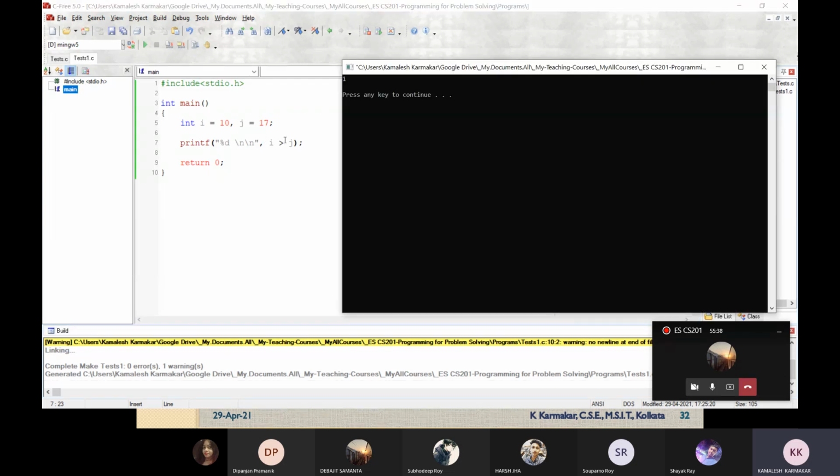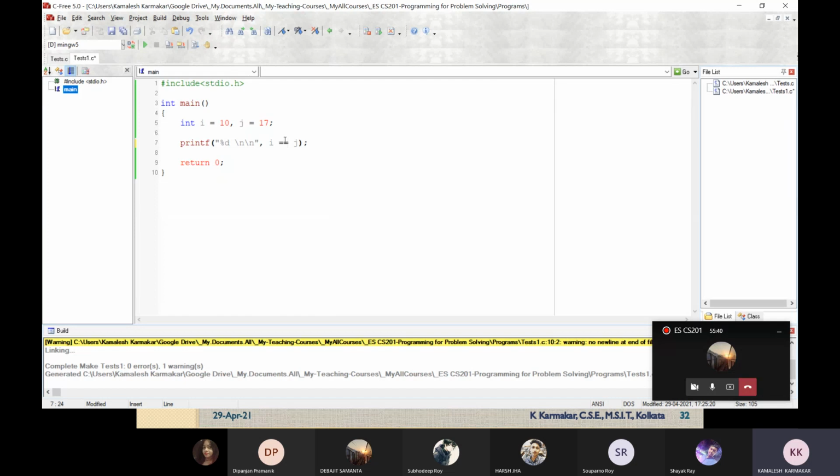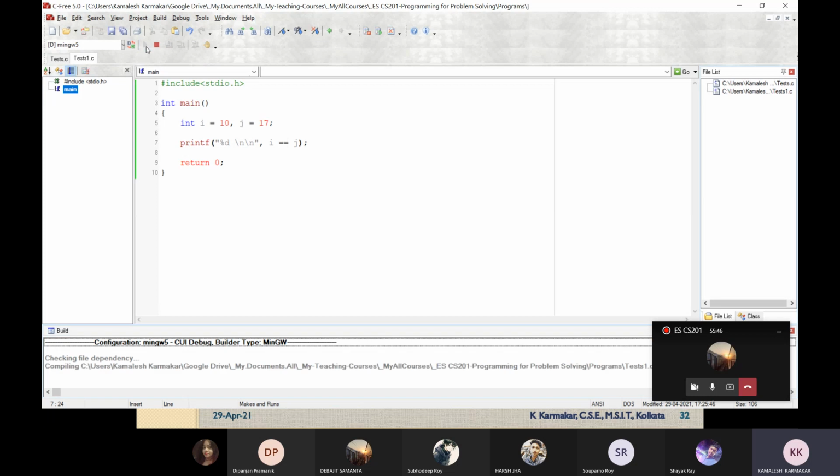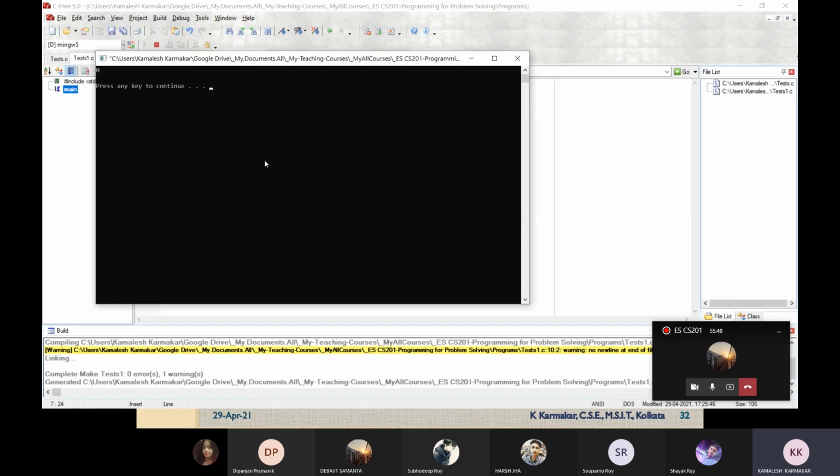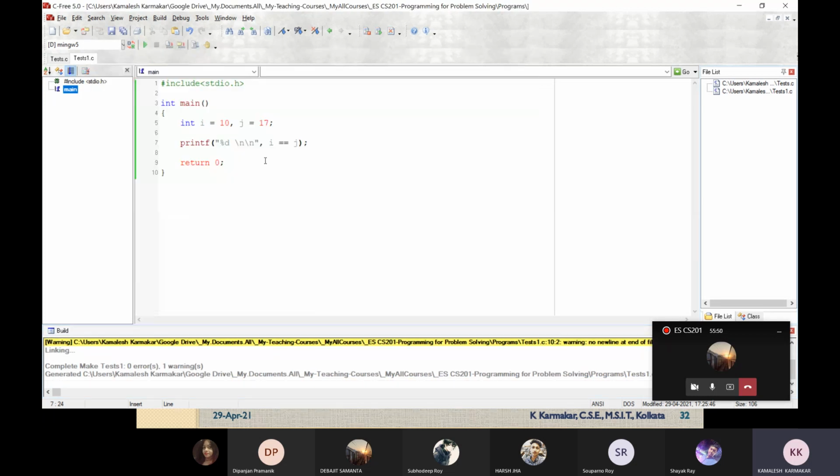Similarly, we can play with this, that if i equals j, so two values will be compared. If these two are equal, then it will be 1. If not, then it will be 0. So here it will be 0. This type of condition can be written here.